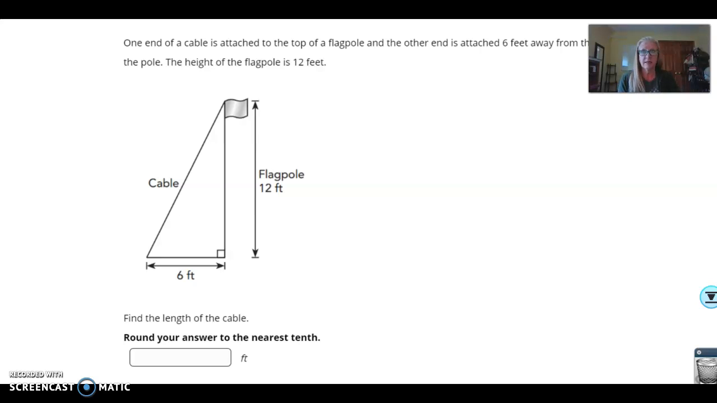Another one, just like the others. You've been given the 2 legs. See here you have the flagpole length, and you have the distance from the flagpole. Those are the legs because those are the 2 sides that make the right angle. You want to find the distance of the hypotenuse. So you'll do 6 squared plus 12 squared equals c squared. And then from there, you figure out that 36, 144, add them together, take the square root of that number.